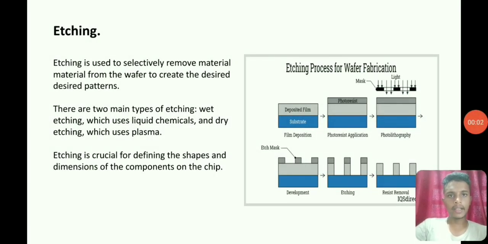And etching is used to selectively remove materials from the wafer to create the desired patterns. There are two types of etching: wet etching, which uses liquid chemicals, and dry etching, which uses plasma. Etching is crucial for defining the shapes and dimensions of the components on the chips.